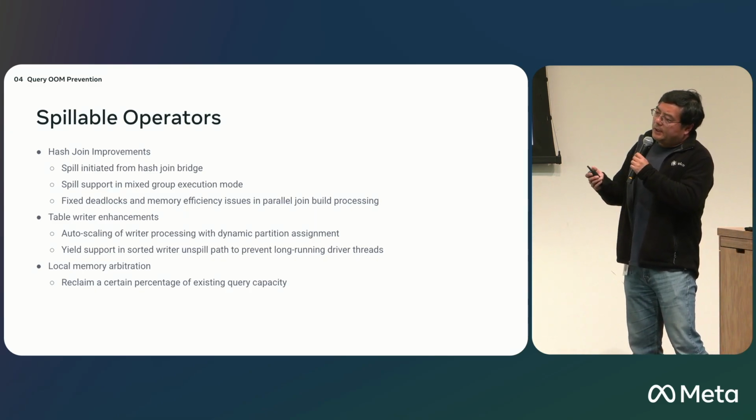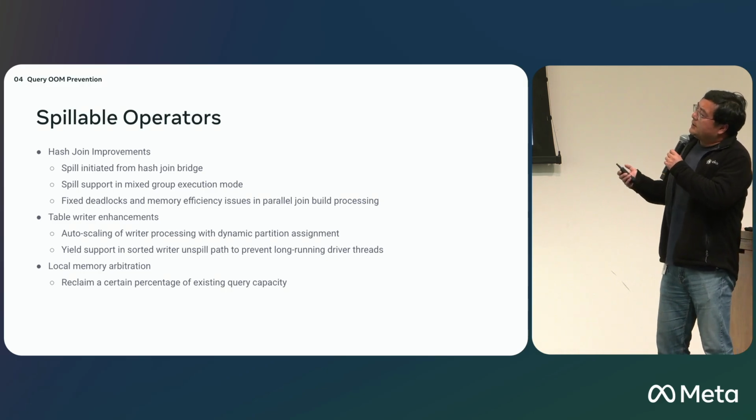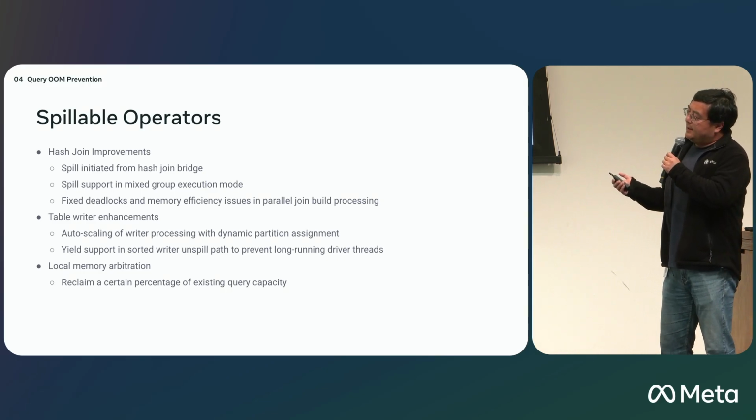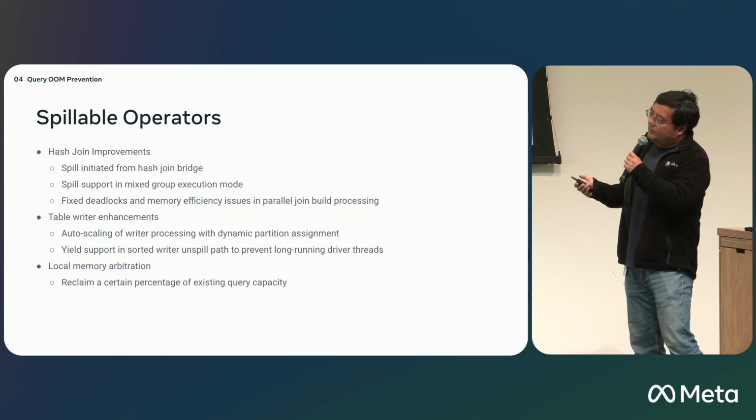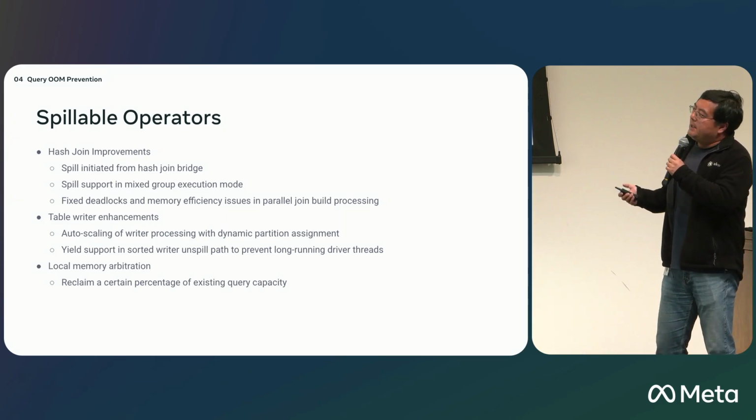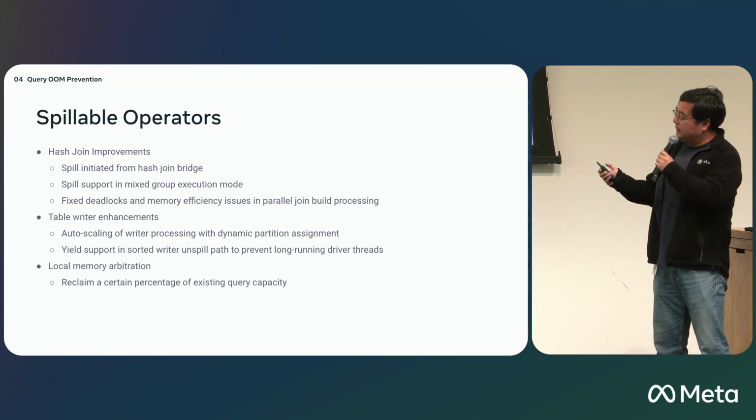Instead of reclaiming a fixed amount of memory, we reclaim a certain percentage of the query capacity. This not only helps fix the OOM problem, but also improves the memory reclaim efficiency for those large queries.